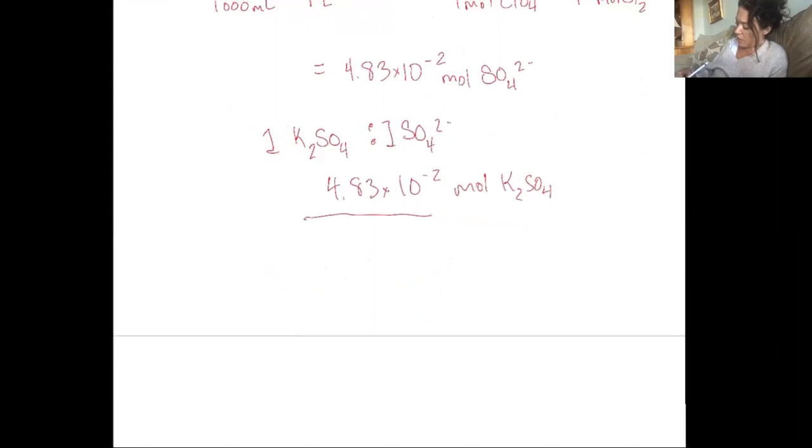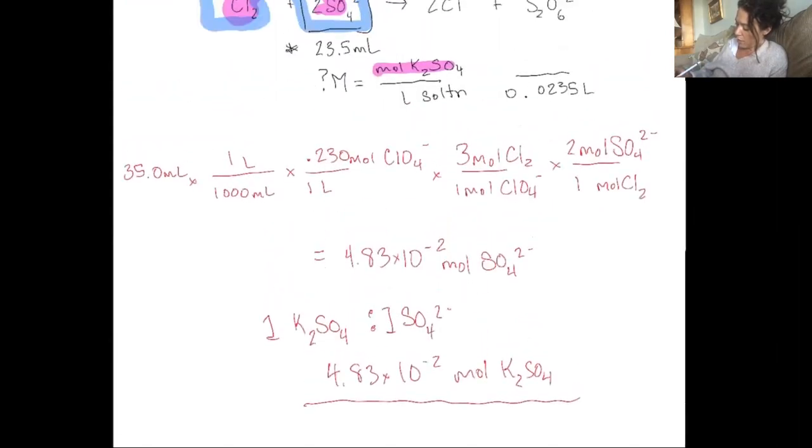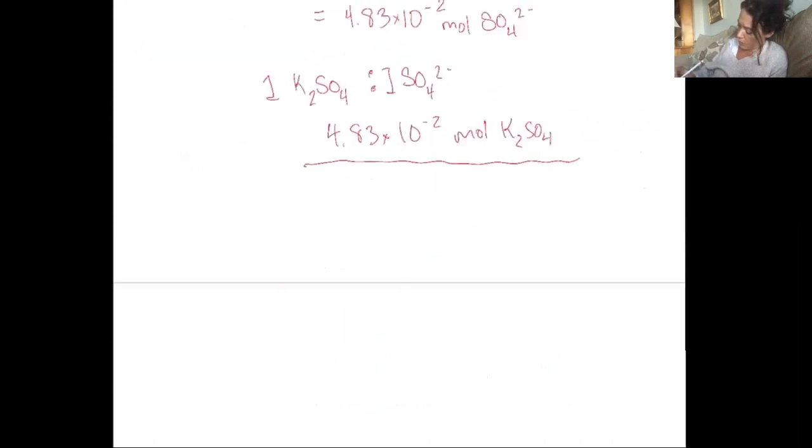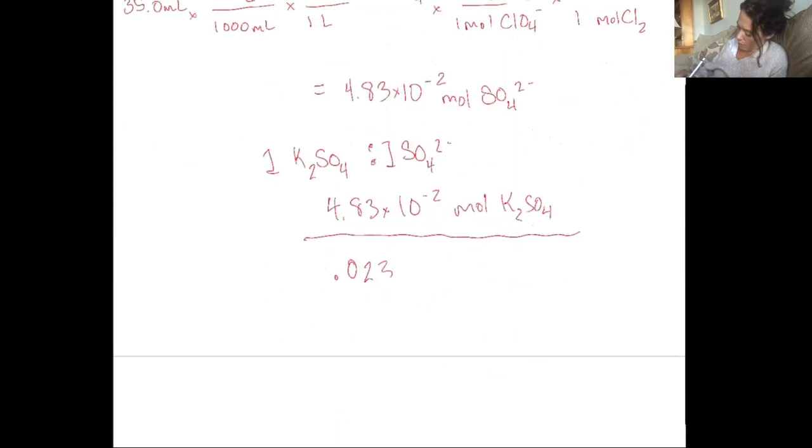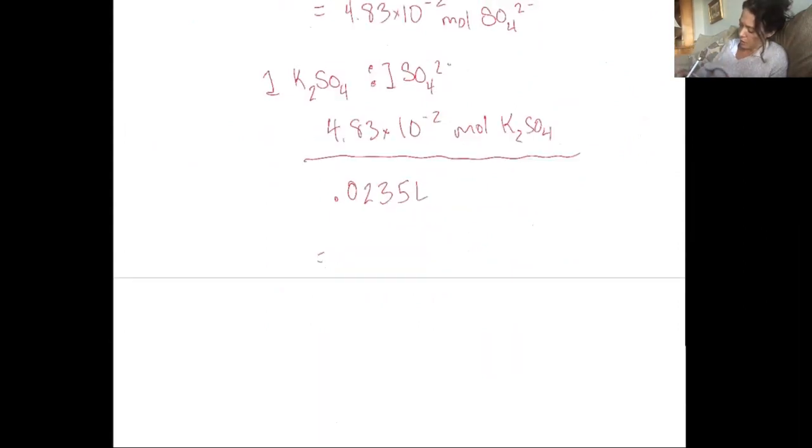All right, if I divide this by my volume, which I have right here, it's 0.0235 liters, I would get a concentration that is 2.06 molar of K2SO4, okay? 2.06 molar concentration.